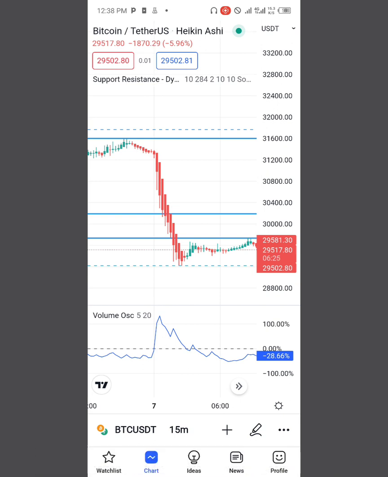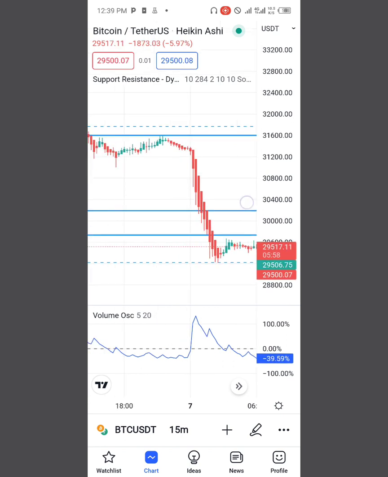I'm going to repeat that. When the price of an asset is coming down, the volume oscillator will show you if it's coming down with high momentum or not. The volume oscillator will do that for you easily. Now, this is the BTC USDT chart, and as you can see, I have my Heikin Ashi candlesticks right here.